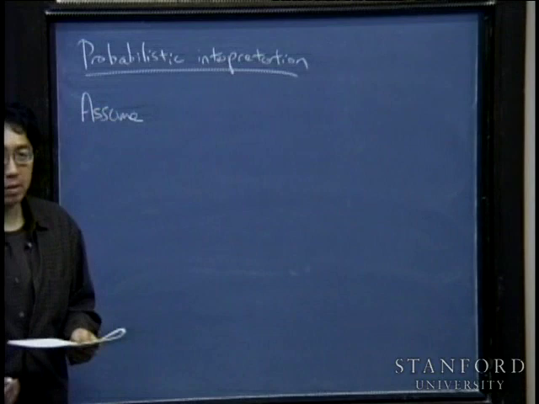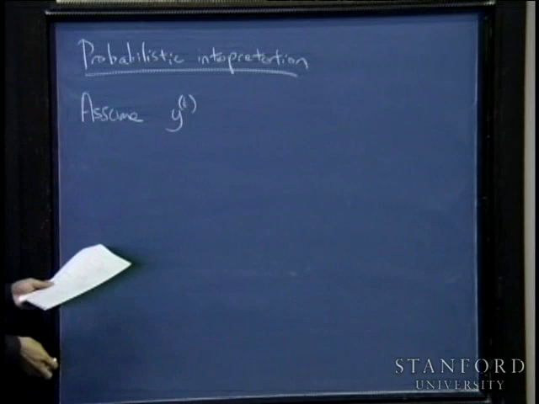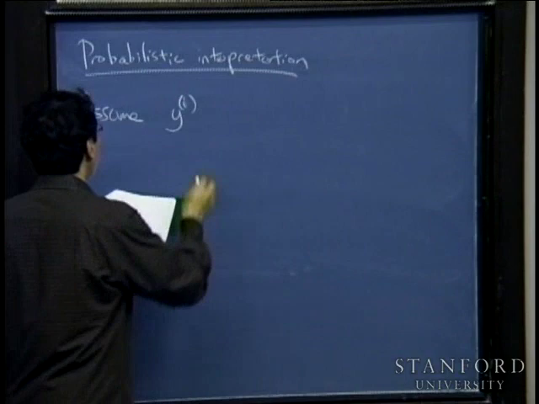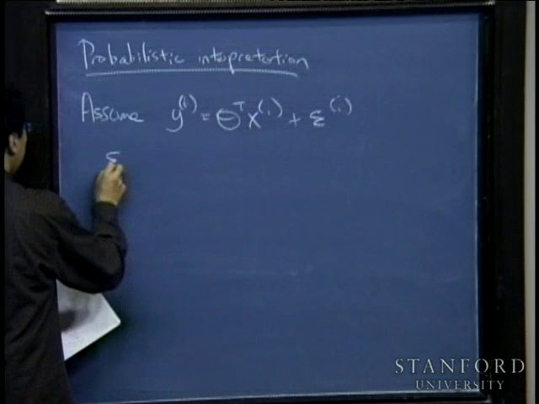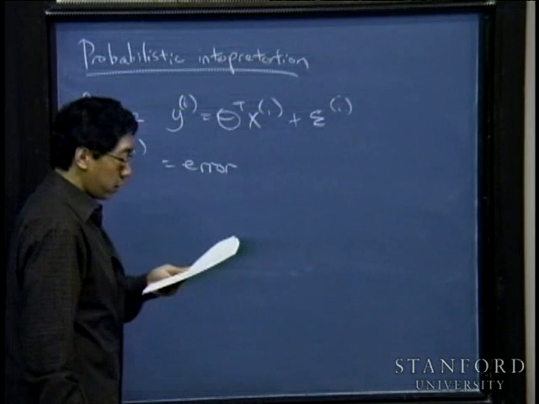So let's assume, in our example of predicting housing prices, that the price the house is sold for is going to be some linear function of the features plus some term epsilon I. Okay? And epsilon I will be our error term.